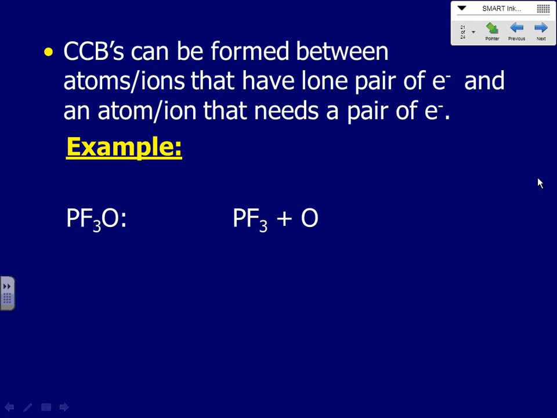So let's do another example here. We're going to start with a PF3, and we're going to take a look at what happens if there's an O nearby. So PF3, again, that's a good old regular structure. We look at phosphorus. We see it's in group 15. It should have 3 bonds and a lone pair. So we should be able to draw that up. P, F, F, F. Lone pairs on the F's and a lone pair on the P.